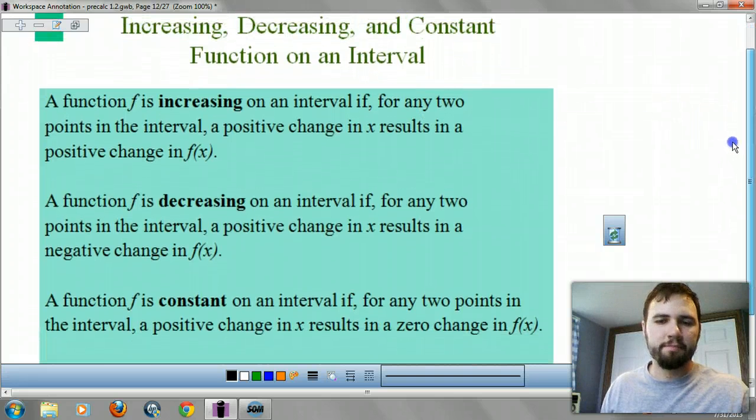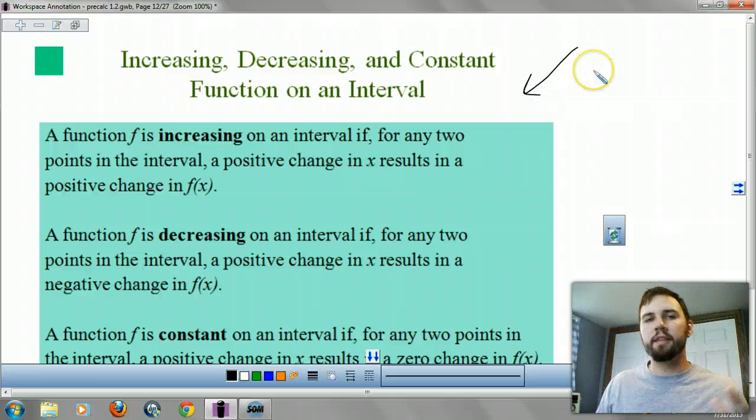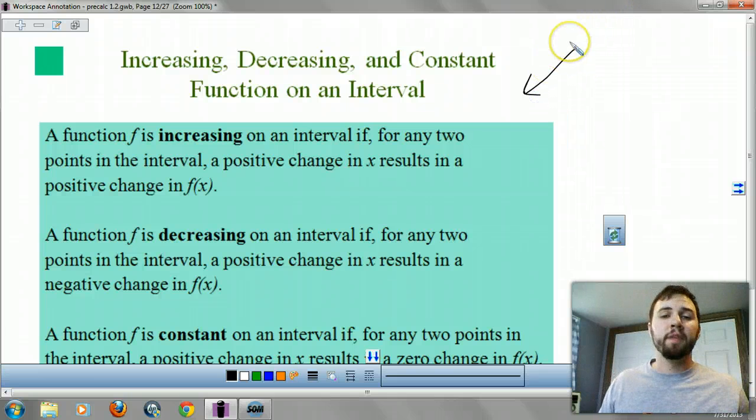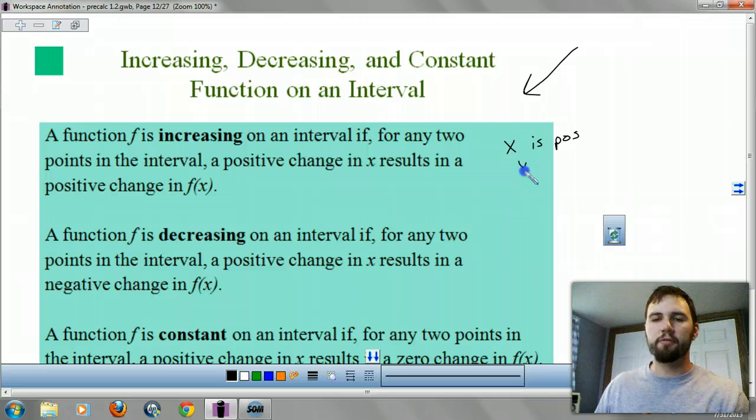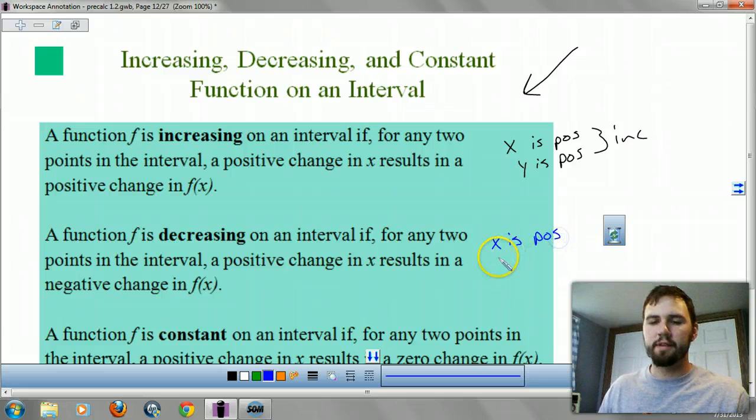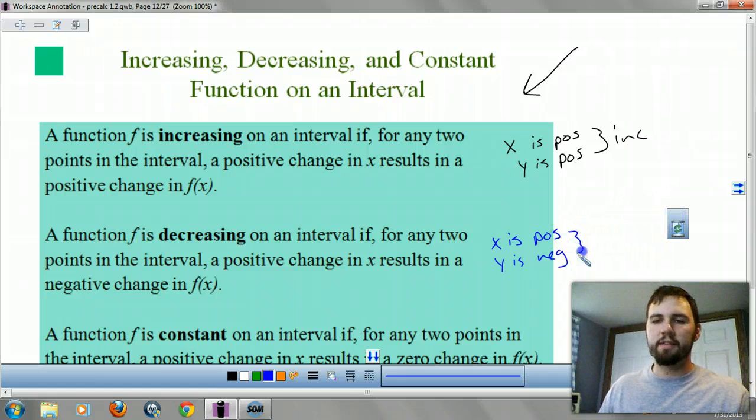I'm not going to make you write these definitions, but just so you've heard them before. It's increasing if any positive change in x results in a positive change in y. So if x is positive and y is positive, they're both going up, you're increasing. Now, if your x is increasing and your y is decreasing, becoming negative, that is a decrease. Constant means you're just staying the same.